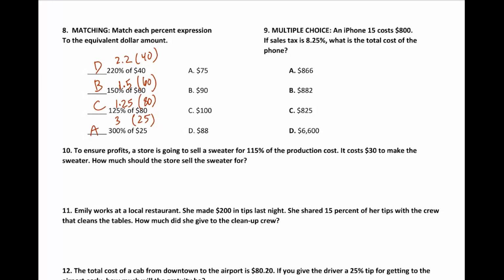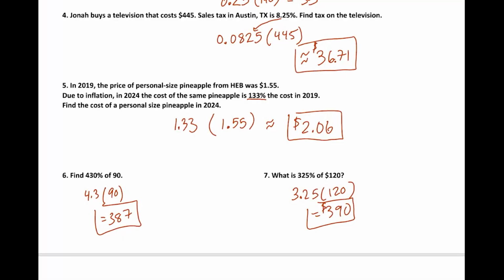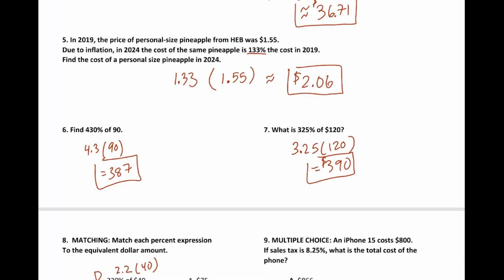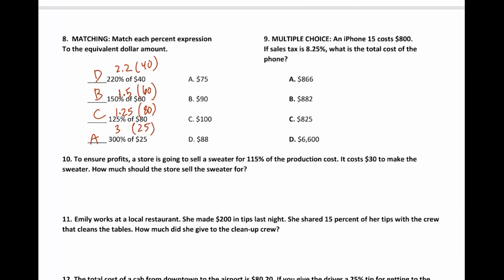Number 9 says an iPhone 15 costs $800. This problem's already a little outdated, I guess. If sales tax is 8.25%, what is the total cost of the phone? So this one is a little bit different than when we were finding tax before. Number 4, we found the tax, but it was just simply asking for the tax. Here we have the tax, but then we got to add that back to the original amount. So we have the $800 that it costs plus the tax.